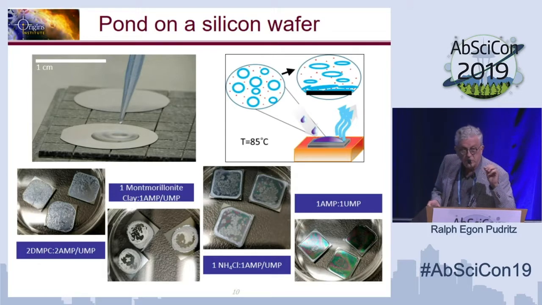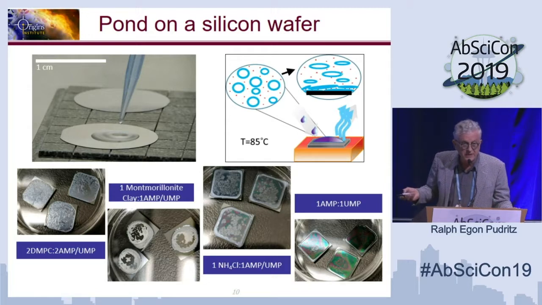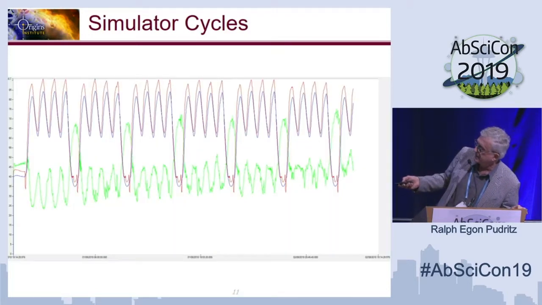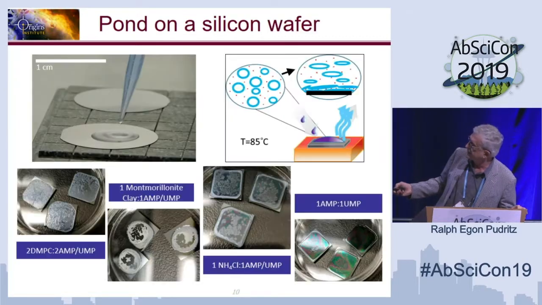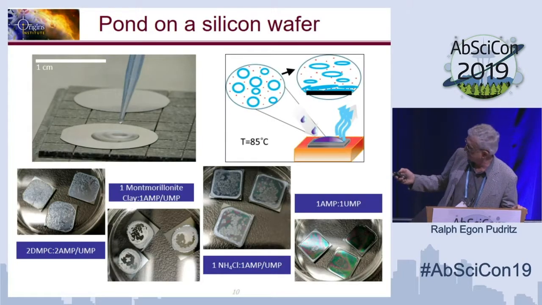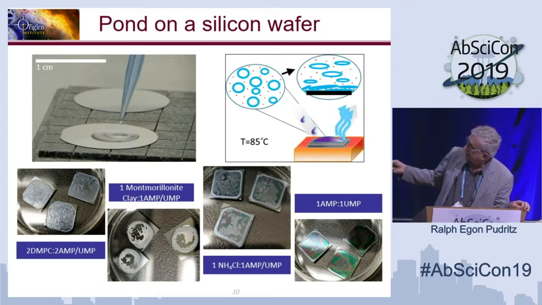So the way we prepare our mini ponds, these are mini ponds that are put on silicon wafers, 1 centimeter squared. You pipette on whatever ingredients you think should be in your pond in whatever concentrations that you want. Here are shown 4 of them, shown here, pipetting on.